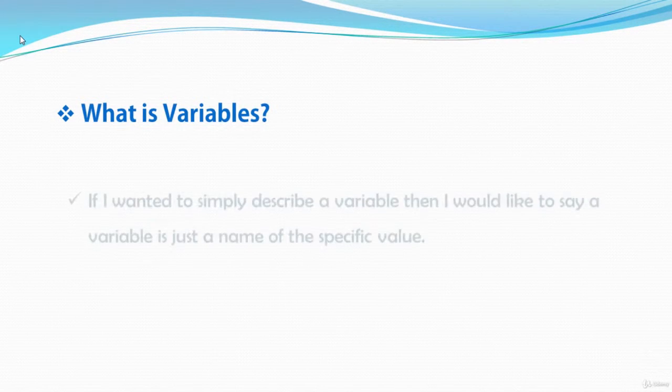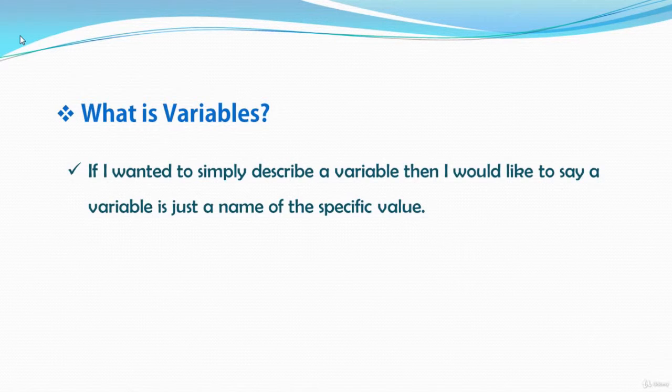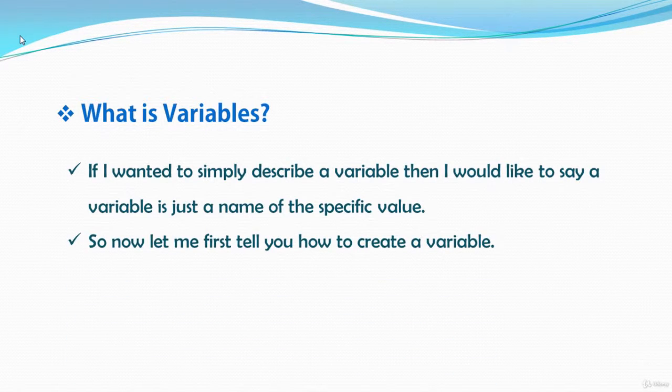If I wanted to simply describe a variable, I would say a variable is just a name of a specific value. This value can be changed anytime. Just think, if you want to store age, then you can use a variable to store the age value. But when you call your age, it is very difficult to call the exact age value. In that situation, variables help you out. You specify a name for your age and access this name anytime, anywhere.